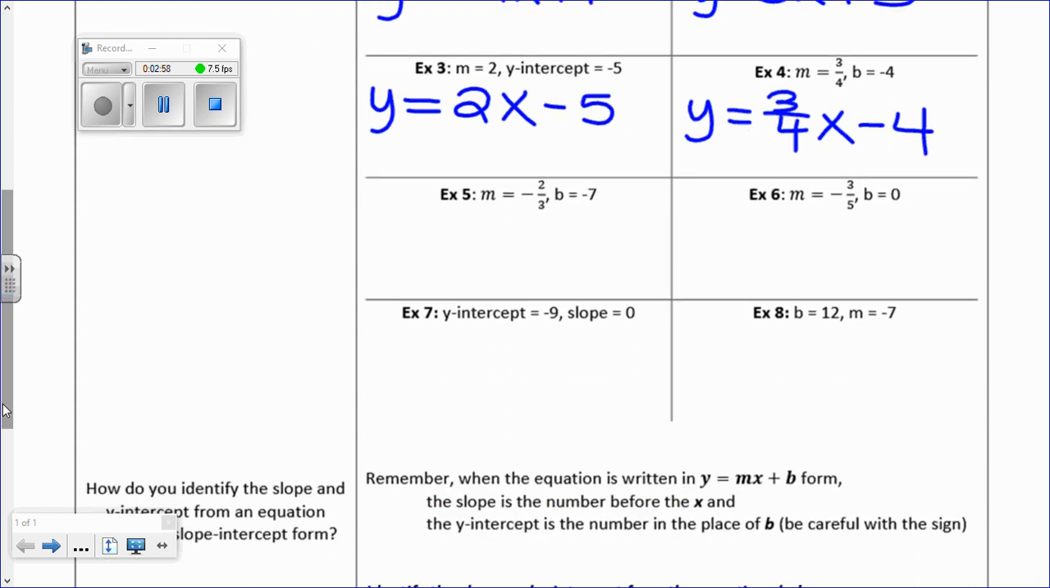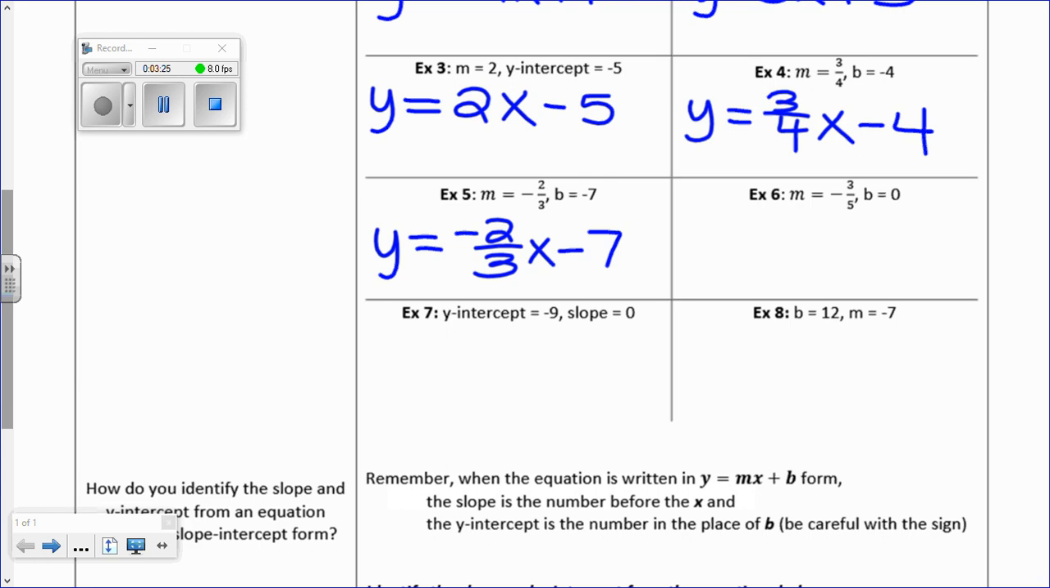And then in example 5, we have a slope of -2/3 and a y-intercept of -7. So we have y equals the slope, which is -2/3. Then we put our x, and then our y-intercept is -7. So that means our line here crosses the y-axis at -7 and then has a slope of -2/3.